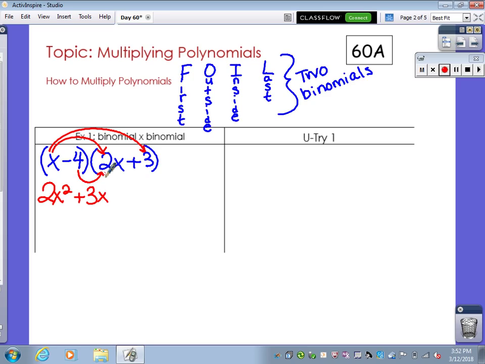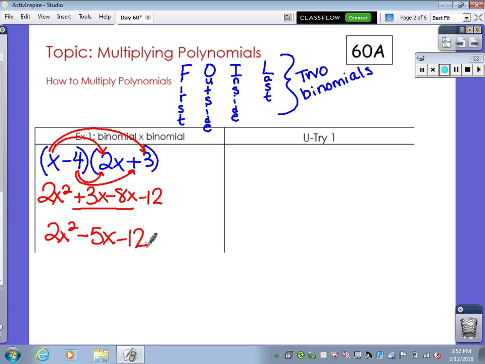Inside are the 2 inside ones. We have negative 8x. And last are the last terms of each binomial. So negative 4 and 3. Okay. From here you're going to combine like terms. Typically it will be the 2 middle terms together if it's set up correctly. Watching your integer rules, watching your negative signs. And if you have no other terms to combine, that's your final answer.